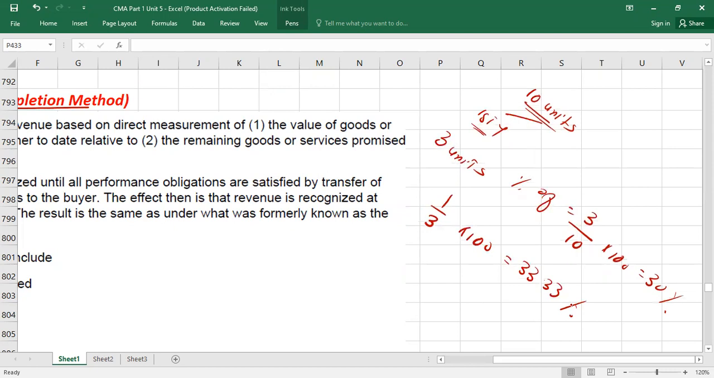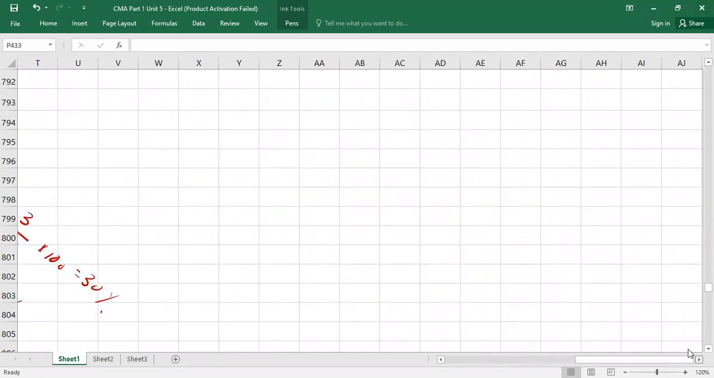This is what is called which method? Output method. And here, what's the difference? The only difference is you have to calculate percentage of completion based on what? Output, not based on input. And step 3 will not change. Step 3 will be the same.